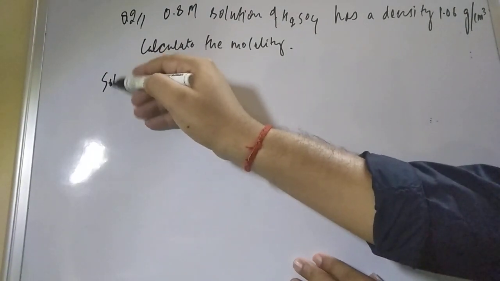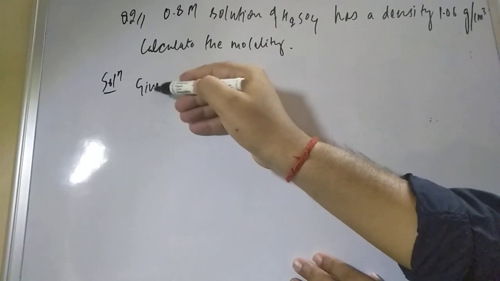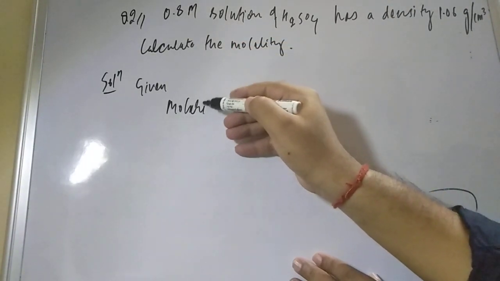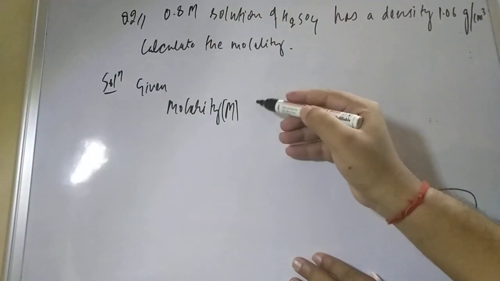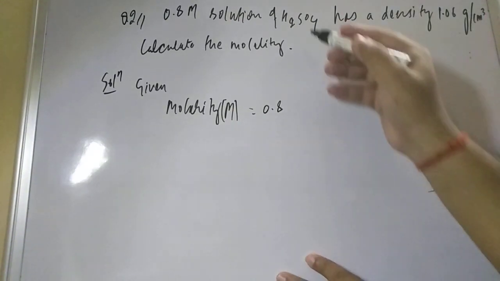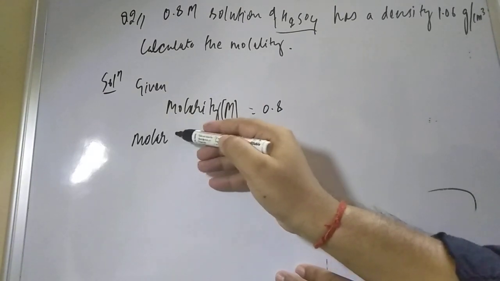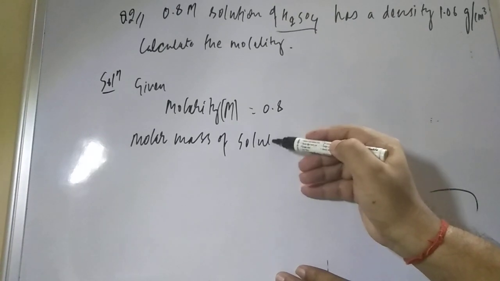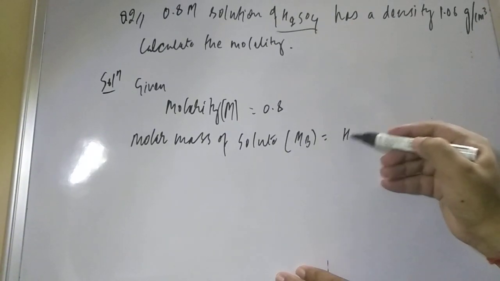To solve this type of problem, firstly you write down the data given. So what is given? The molarity is given. Capital M, that is 0.8 molar solution of H2SO4. So what is the solute? Here you can calculate the molar mass of solute. That we can write as MB.